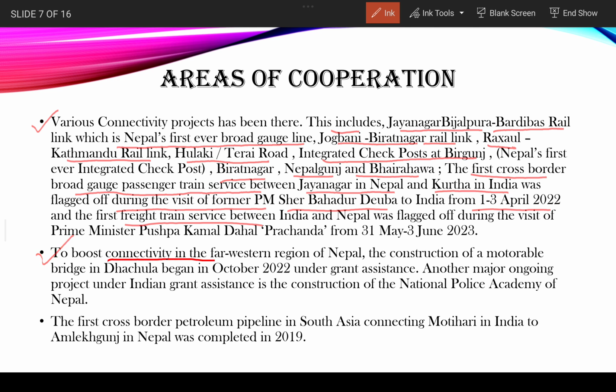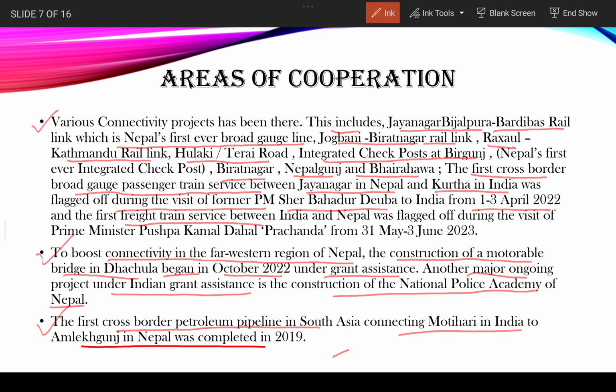Then, in order to boost connectivity in the far western region of Nepal, there has been construction of a motorable bridge in Darchula, which began on this date. Dates are not to be remembered, but yes, there is this construction of a motorable bridge under grant assistance by India. Another project under India's grant assistance is the construction of the National Police Academy of Nepal, the first cross-border petroleum pipeline in South Asia connecting Motihari in India to Amlekhgunj in Nepal, which was completed in the year 2019.